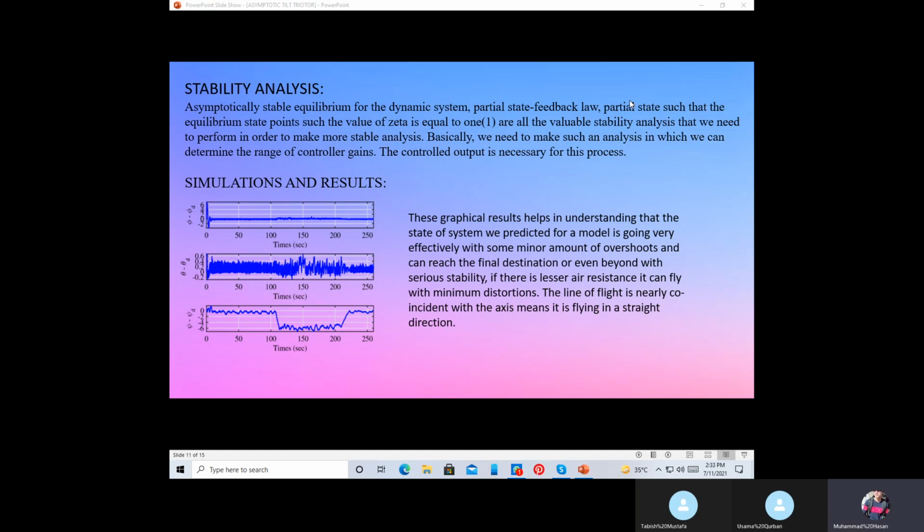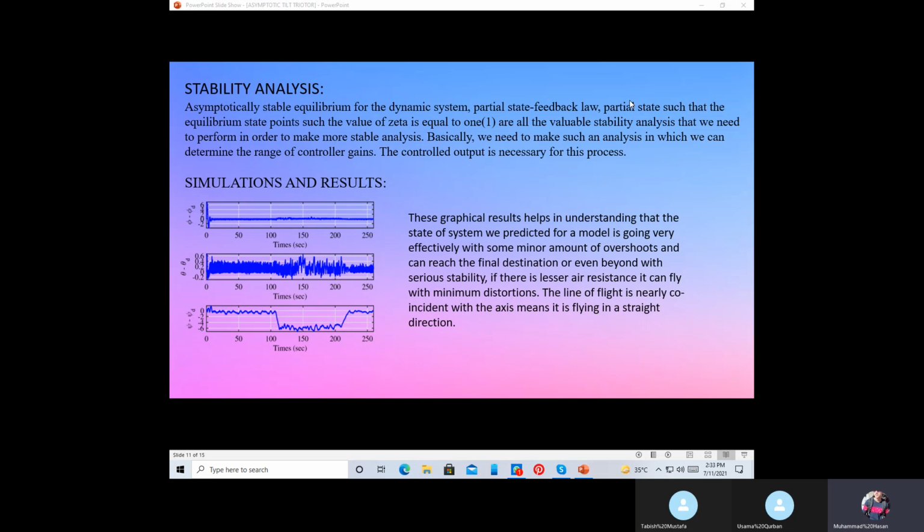Here we have slide number 11. Here we have an asymptotically stable equilibrium for the dynamic system. Basically, we have some choices as well. We can make the system stable or we can make the system asymptotically stable. Both will converge at the equilibrium point. But there is a big difference.